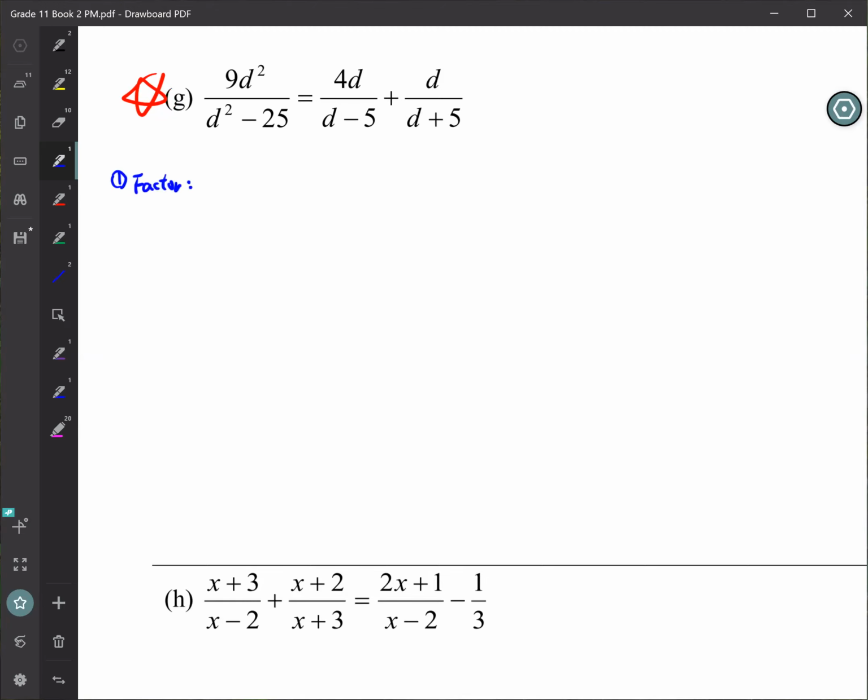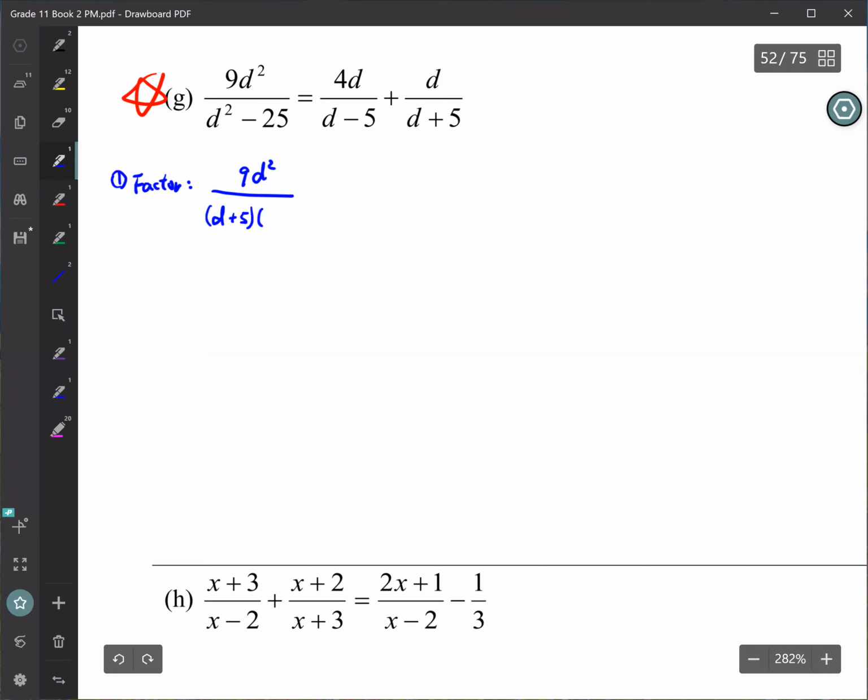D squared minus 25 to D, D bracket. Wait, did I mess it up? D plus 5, a bracket D plus 5 times D minus 5. Okay, very good. This is called the difference of squares, or factor by formula, if you remember.